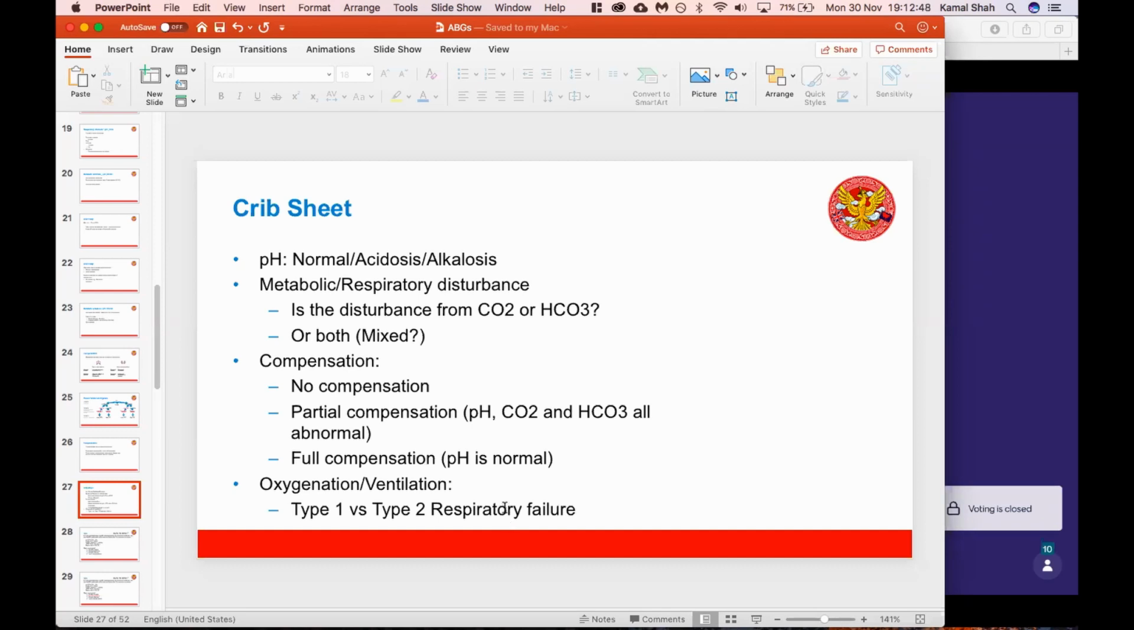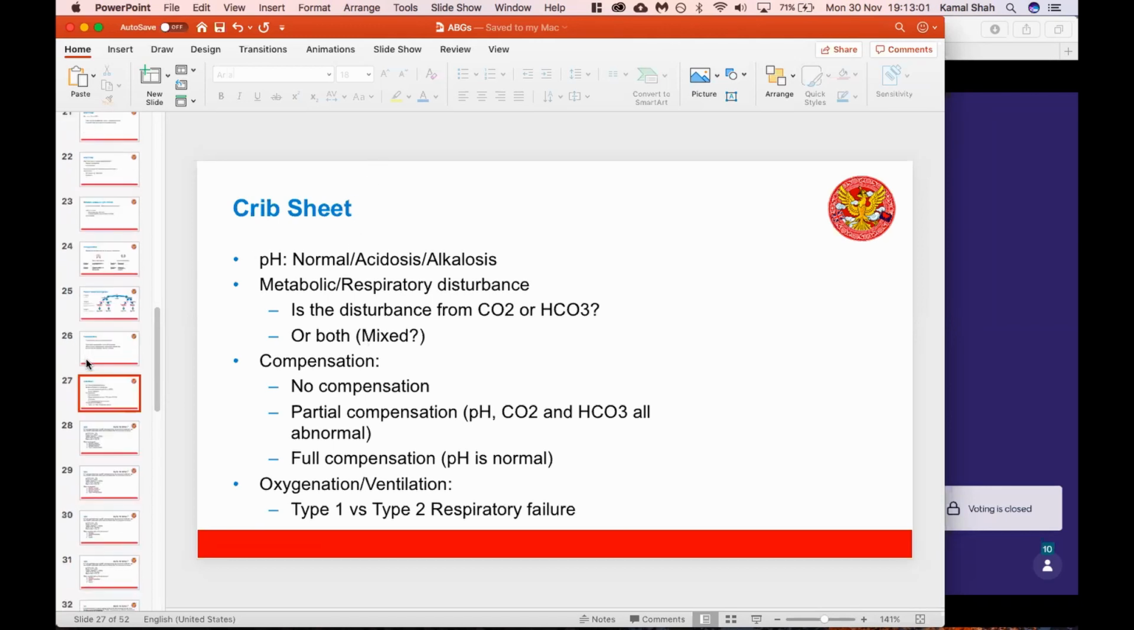And of course, we thought about oxygenation versus ventilation. So oxygenation to do with oxygen, ventilation to do with carbon dioxide, and type 1 versus type 2 respiratory failure. So I've talked for quite a long time. Let's get on to some questions.